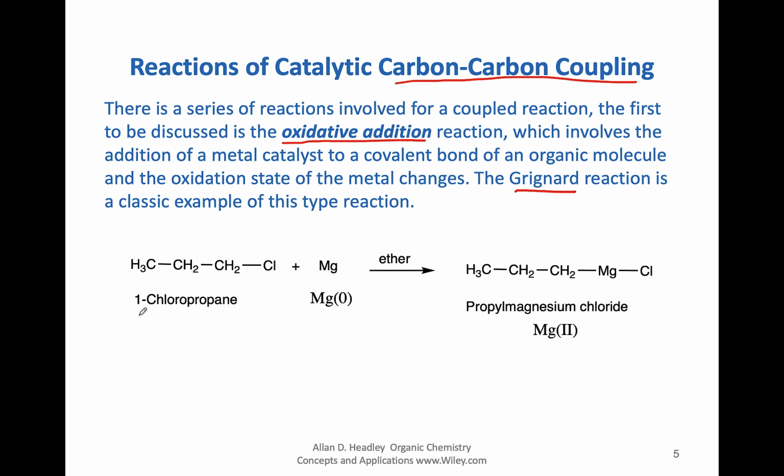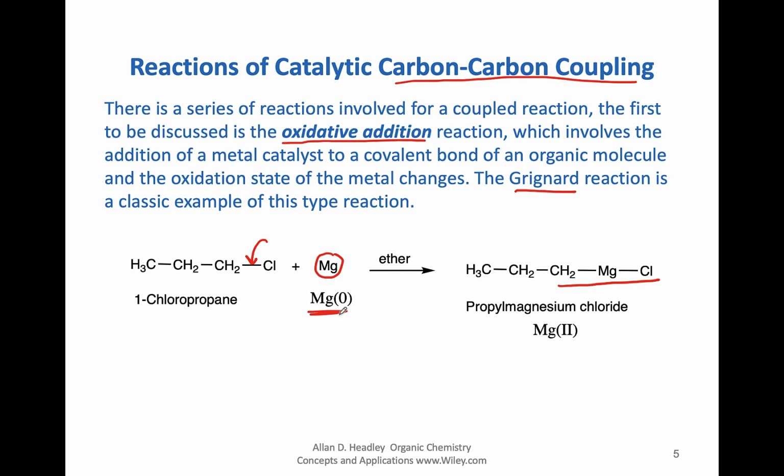So here is an example of an organohalide. 1-chloropropane, magnesium, oxidation state of 0, which is metallic magnesium. In the presence of ether, mix this up and have the reaction going. Magnesium here is actually inserted in this carbon-halogen bond to make here this special Grignard reagent.